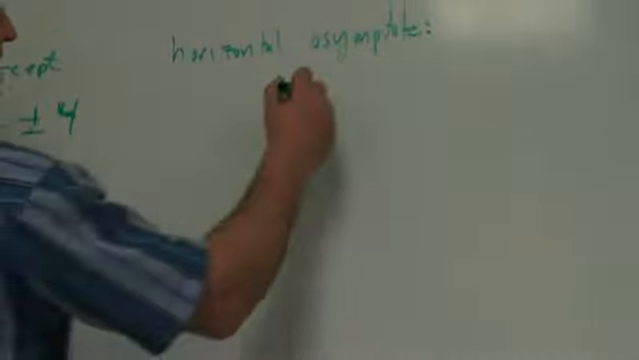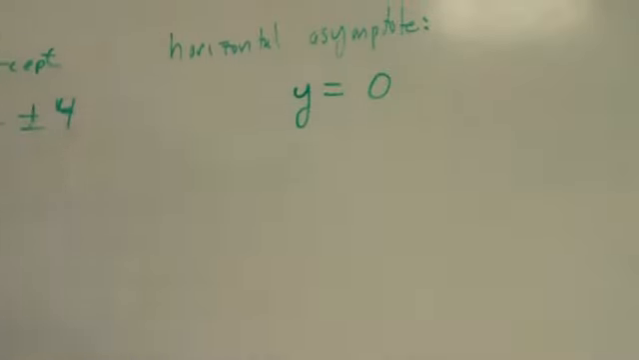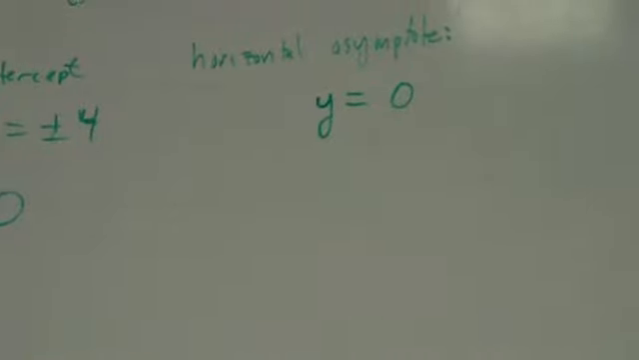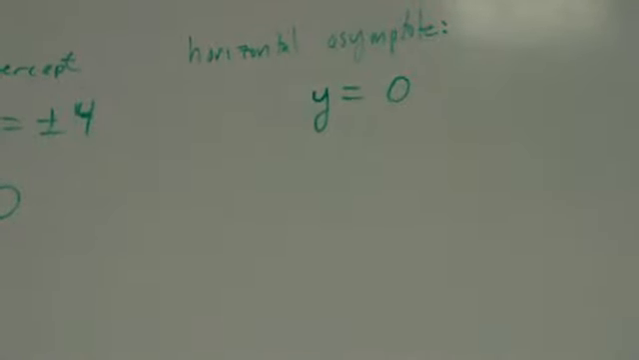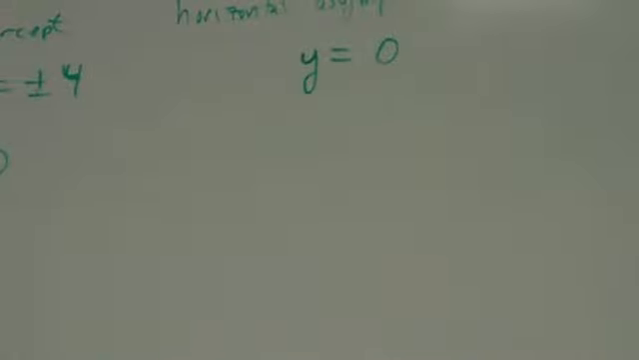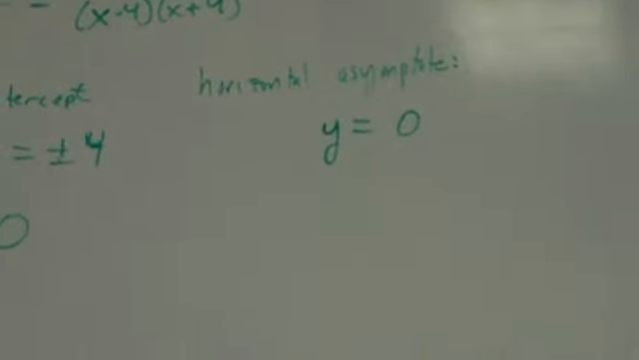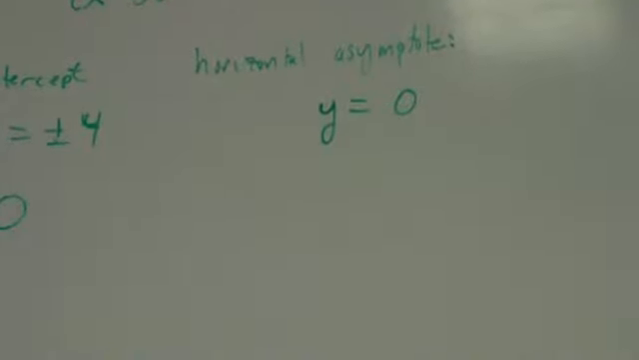Okay. If the numerator is a lower degree than the denominator, the horizontal asymptote is the x-axis, which is also the line y equals 0. If they're the same degree, it's the ratio of the leading coefficients. Remember that? God in heaven, I hope so. Okay, so that's a horizontal asymptote at y equals 0. Sign analysis now.